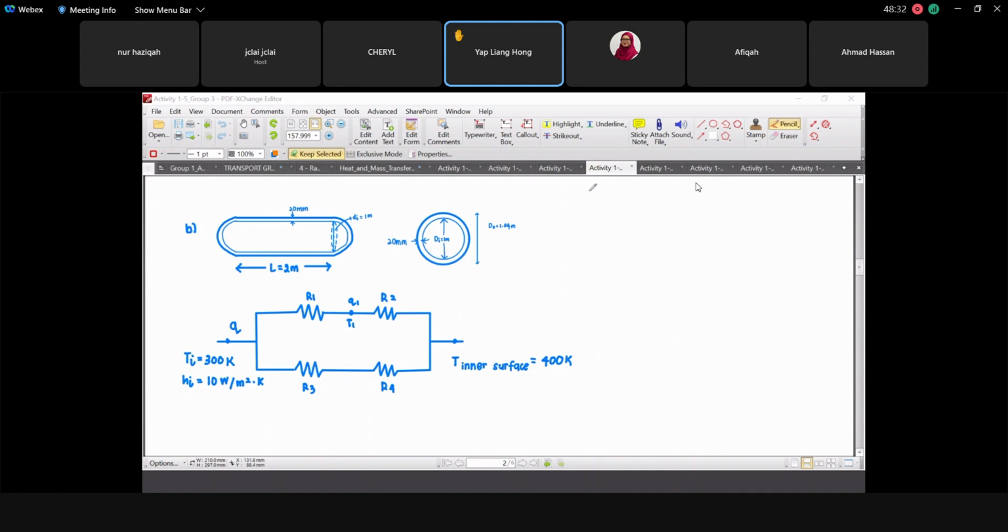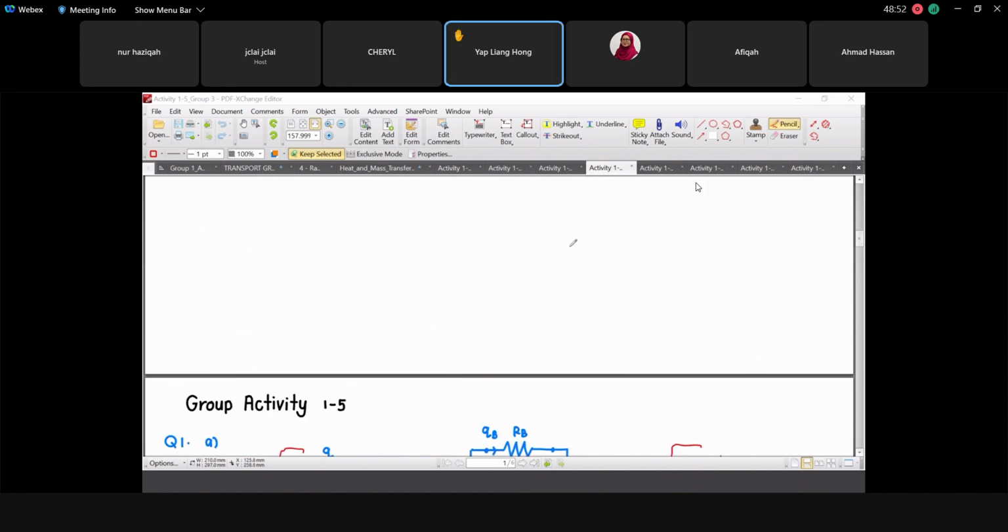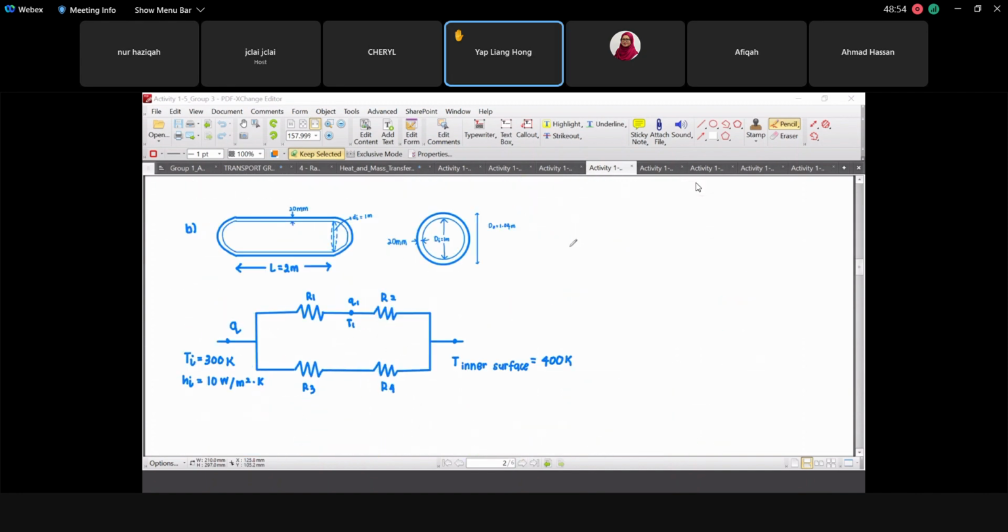Why is Q for the cylinder different from Q for the sphere? Because the area is different, doctor. Yeah, because if we directly calculate the resistance, the area would be calculated inside the resistance. Right, doctor, because the L divided by kA. No, actually, using the cylinder formula.